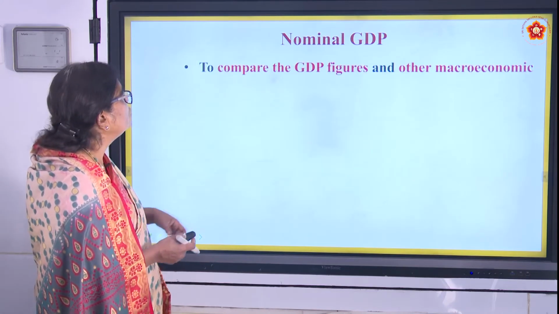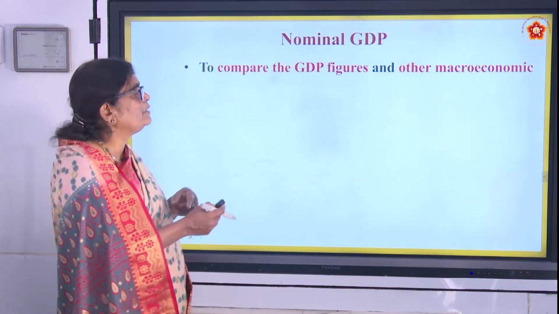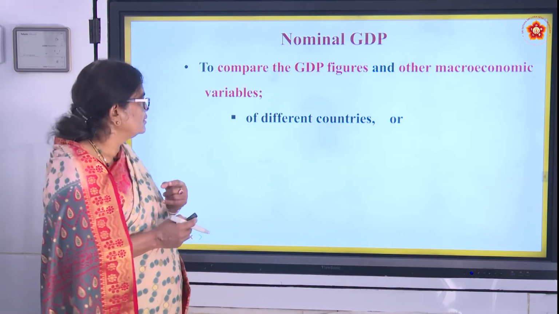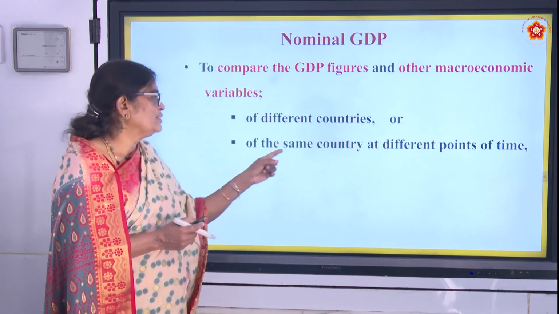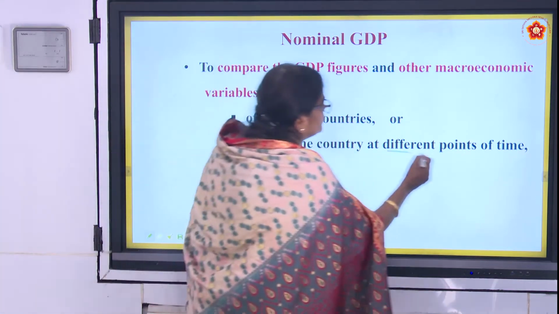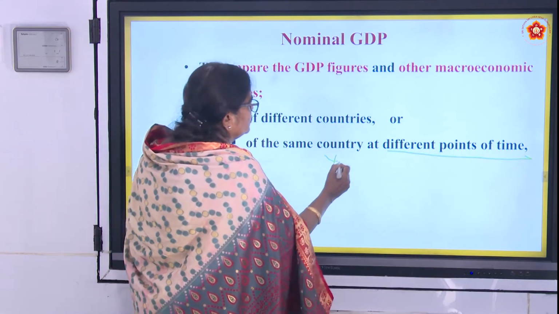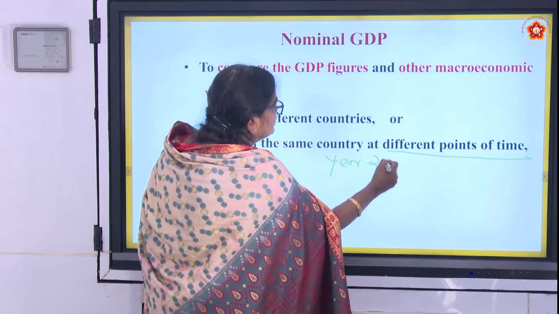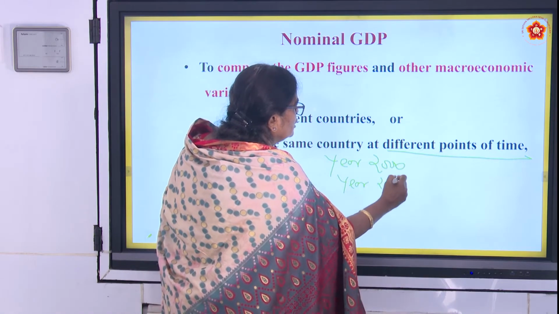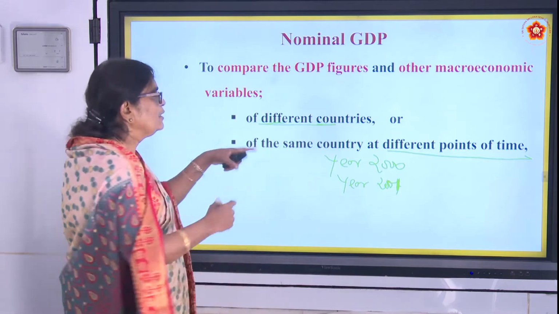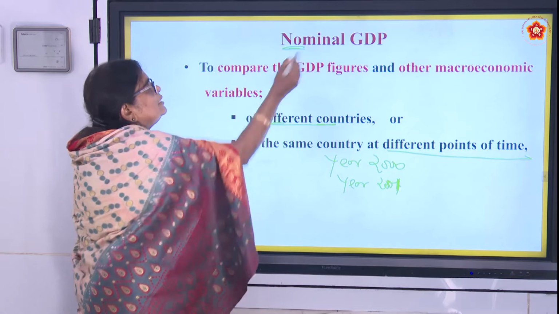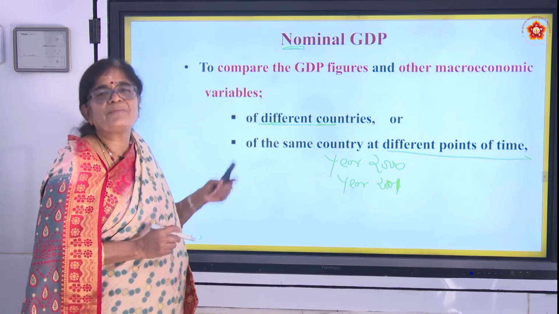And now, to compare the GDP figures and other macroeconomic variables of different countries, or of the same country at different points of time. I have explained different points of time just now. I compared GDP of year 2000 and year 2001. Also GDP can be compared across different countries. For this purpose, if we use nominal GDP, it will not be an accurate measure.